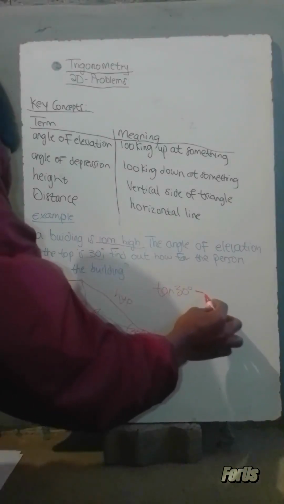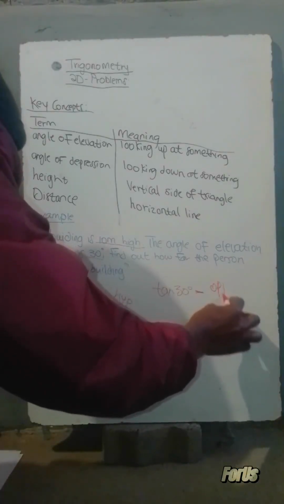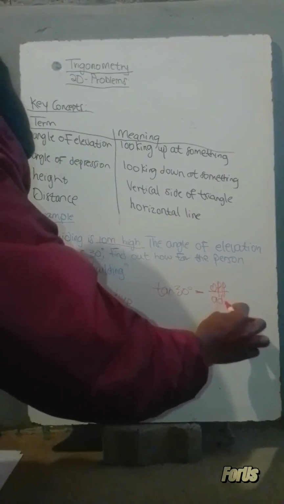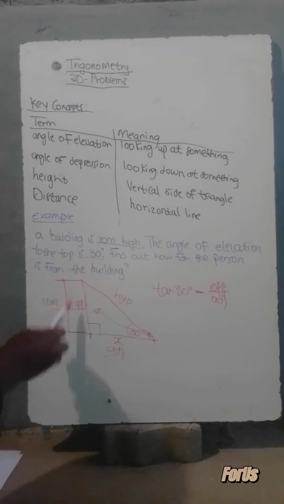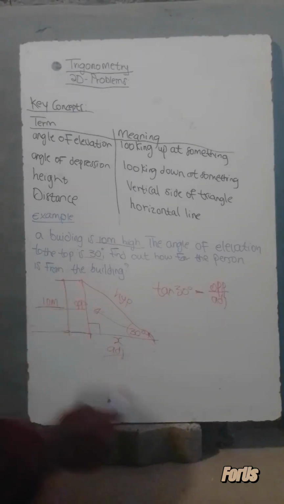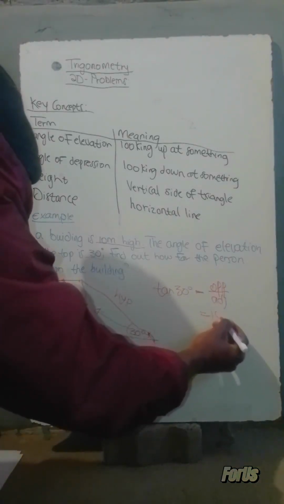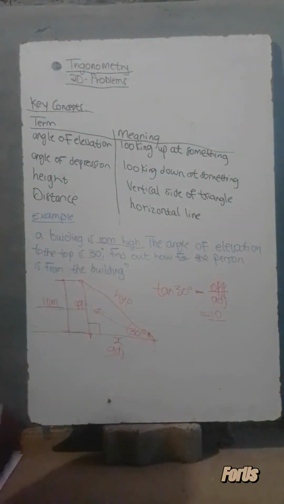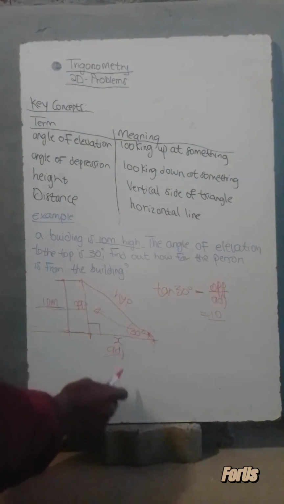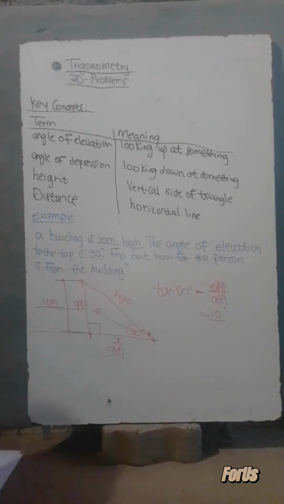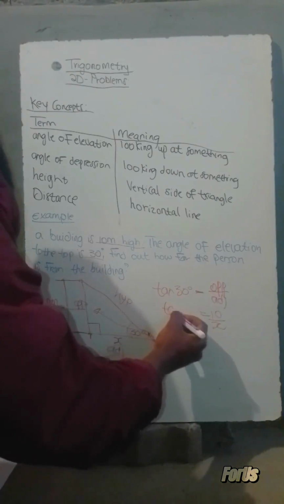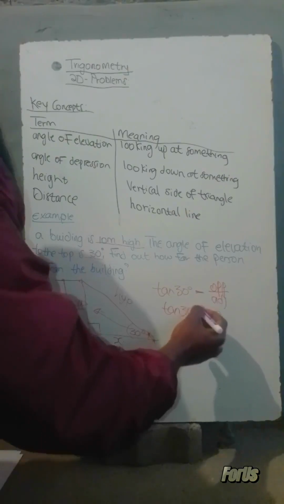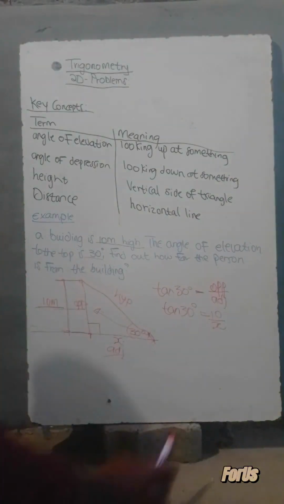And tan, you know that it is opposite divided by adjacent. And here the opposite is this side, from here to here. It's the same thing, 10 meters. And I say 10 divided by the adjacent, which is this side, from here to here. We label it as x. Then I'm going to have x here, the tan of 30 degrees.